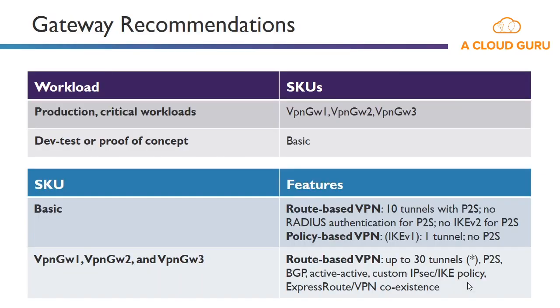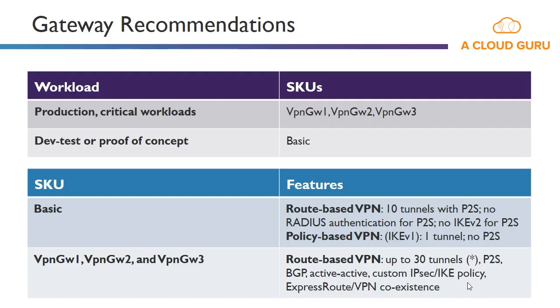If you look at it from a recommendation standpoint, pretty much if it's a production critical workload, you're not going to use the basic. You're just going to pick the VPN gateway SKU that meets your throughput requirements. If it's dev test or proof of concept, then sure, the basic SKU is fine. And then at the bottom there, you can also see we've got the SKU, whether it's basic or the VPN gateways, and just the features on the right hand side.